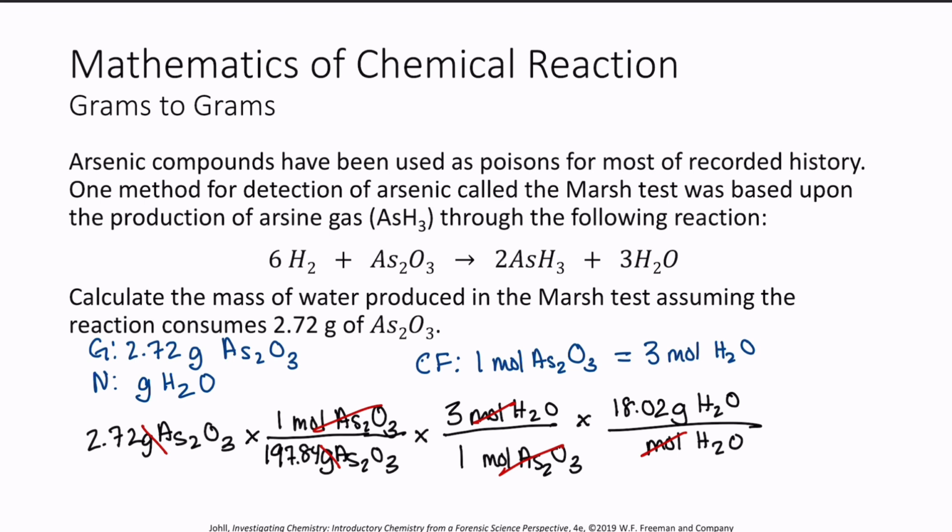All right, let's calculate this out. When you plug this into your calculator, you will plug in 2.72 times 3 times 18.02 and then get that answer and divide it by 197.84. So go ahead, plug that into your calculator, come back, and we can give our answers together.